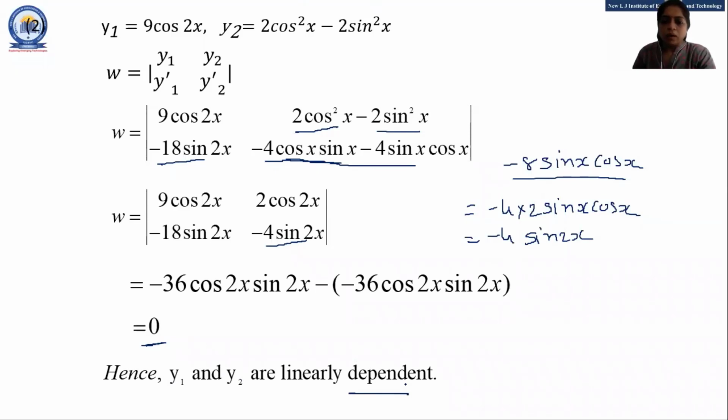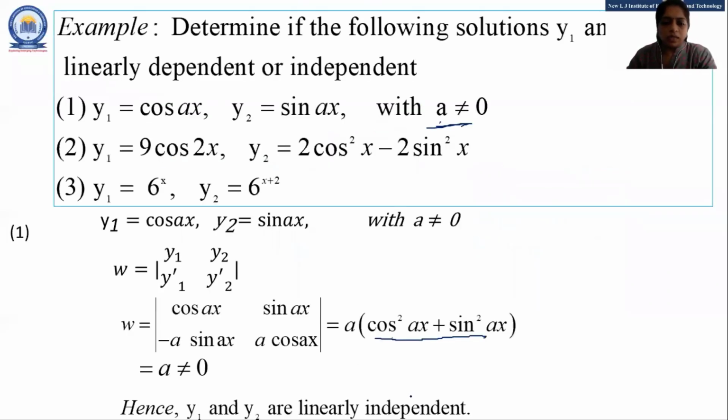Got it, students? Again, I tell you, if our Wronskian is 0, our solutions are linearly dependent. If our Wronskian is not equal to 0, then our solutions are linearly independent. Now got it? Okay. Let's move with one more and final example of linear dependent and independent. Then we'll move to another method.